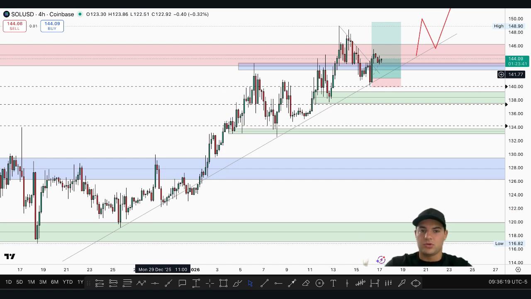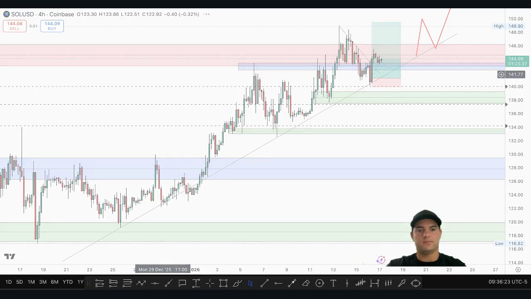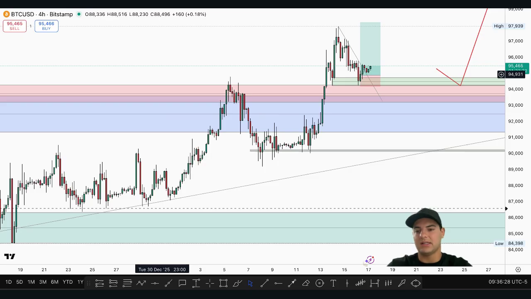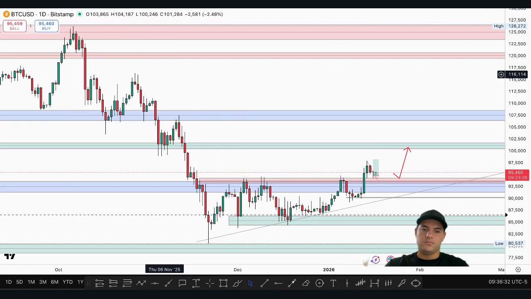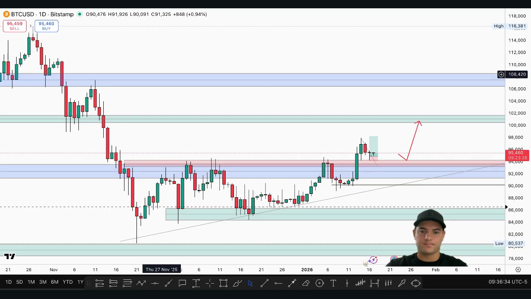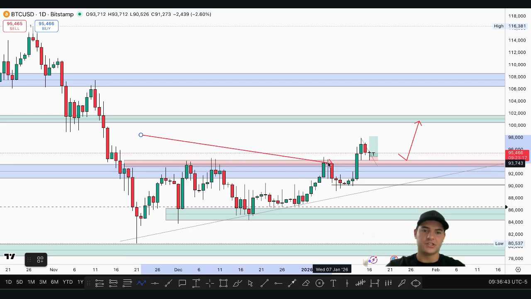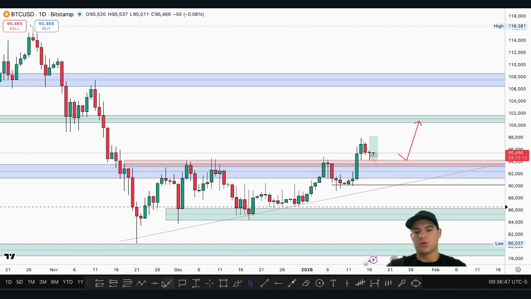Okay, so this is BTC USD now. I basically have the same analysis for Bitcoin. I think both of them are in the same group. That's why I'm long on both. So we have this area of supply right here, a bunch of rejection from here as well. We broke above, boom, broke above.